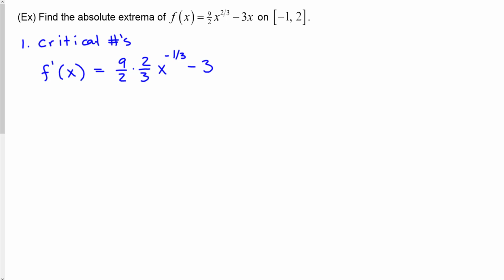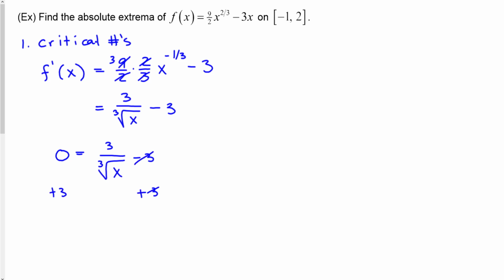So cleaning this up, 2's can cancel, 3 can go into 9 3 times. So I have 3 over the cube root of x minus 3. Now, if I set that equal to 0, then I can come up with my potential critical numbers. So I set this equal to 0. First thing is, let's add 3 to both sides. So I have 3 equals 3 over the cube root of x.